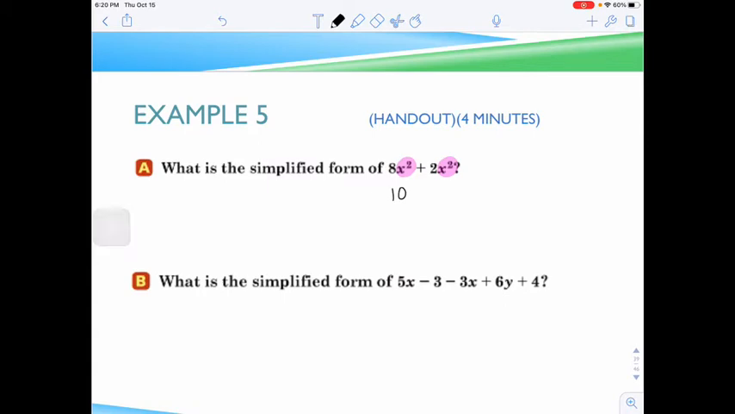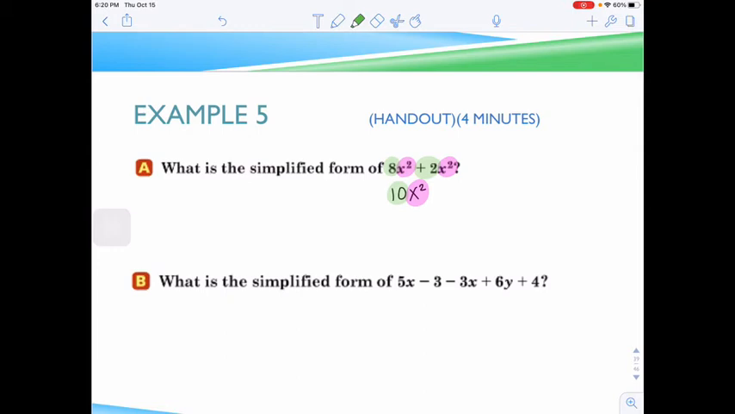And what did I have? Well, I called them apples, but they were x squareds. So that just becomes 10x squared. And to highlight that even more, I'll highlight the 8 and the plus 2 to give you the 10 for 10x squared. Same idea for part B. What is the simplified form of 5x minus 3x plus 6y plus 4?